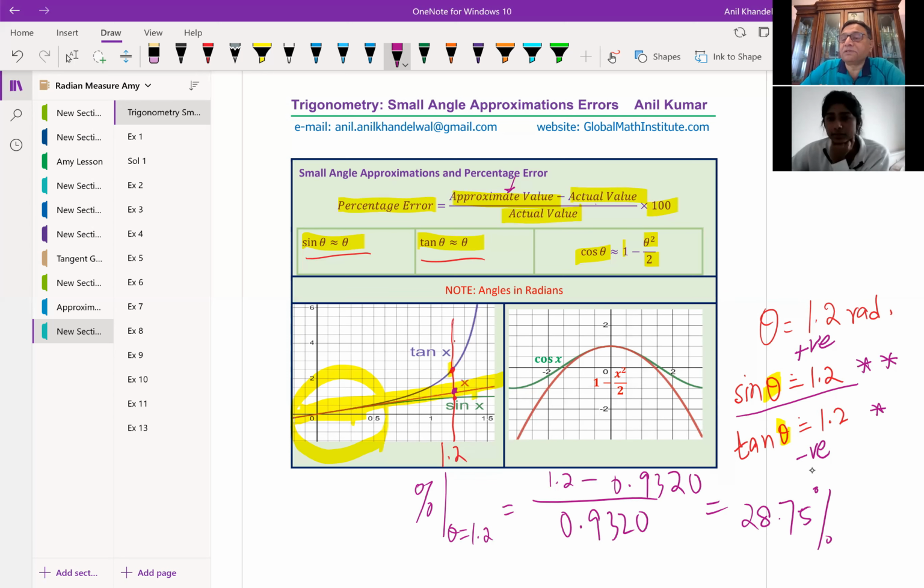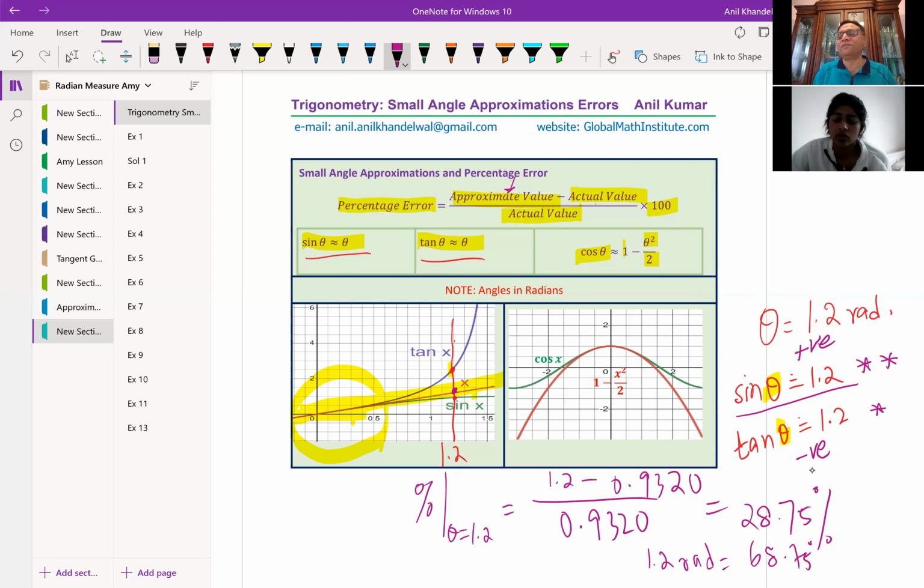Yeah. 28% is pretty high. Let's try to see, 1.2 radians is actually how many degrees? Can you convert that? So 1.2 times 180 over pi. Correct. 68.75 degrees. 68.75 is a huge angle. Do you understand? 68 is like a huge angle. So even with 68 degrees, we have an error of 28%.